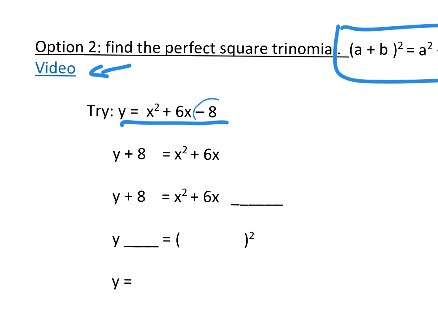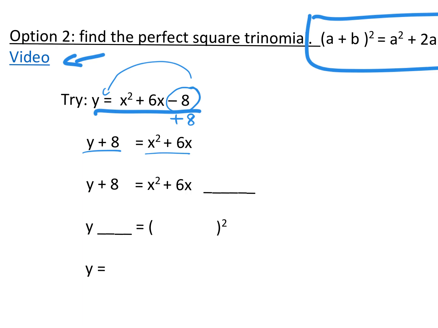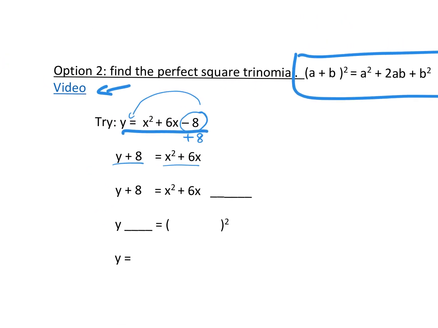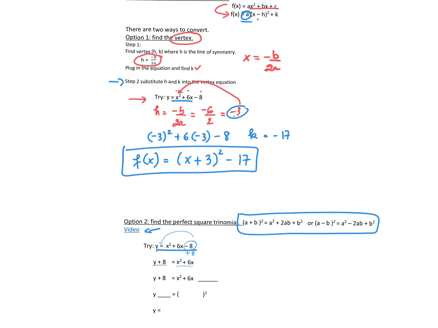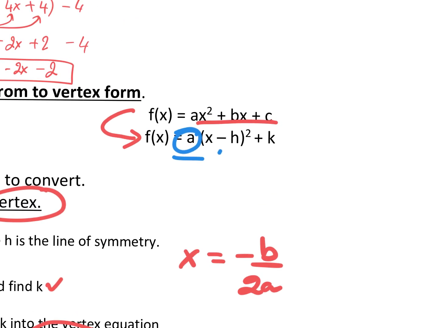So I try to move this away by adding 8 on both sides, right? And if I add 8, I got y plus 8. I'm gonna move it to this side, okay? And that leaves me with x squared plus 6x. Okay, so this is where the perfect square trinomial comes in. The reason why we need it is because the vertex form is written as x minus h squared, right? So we need the perfect square trinomial in here.